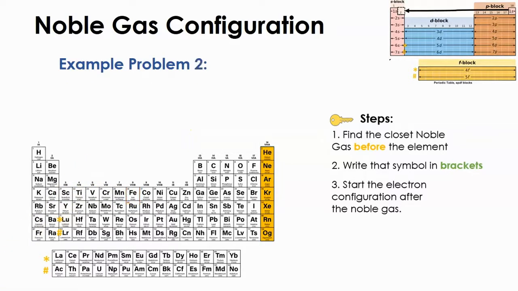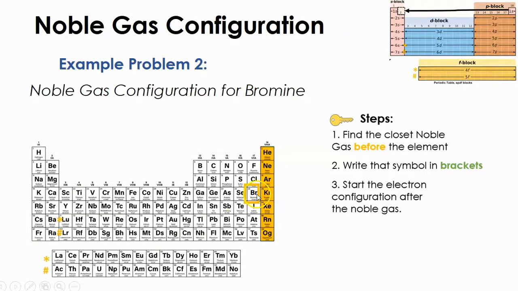The next example is for bromine. Bromine is right over here. The closest noble gas before bromine, if we go backwards, is argon. We take argon, we put it in brackets, and we start our configuration after argon. If we start over here, we are in principal energy level 4. We pass the s block. We are into the d block now, n-1, so we write 3d10. Pass all of these elements, we get into the p block, 4p5, and bromine's position, like I said, is 5: 1, 2, 3, 4, 5. So this is the full noble gas configuration for bromine.